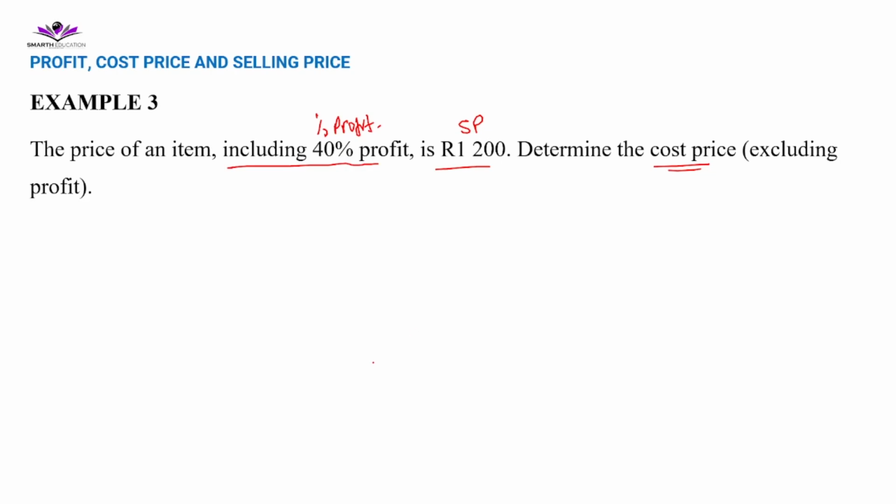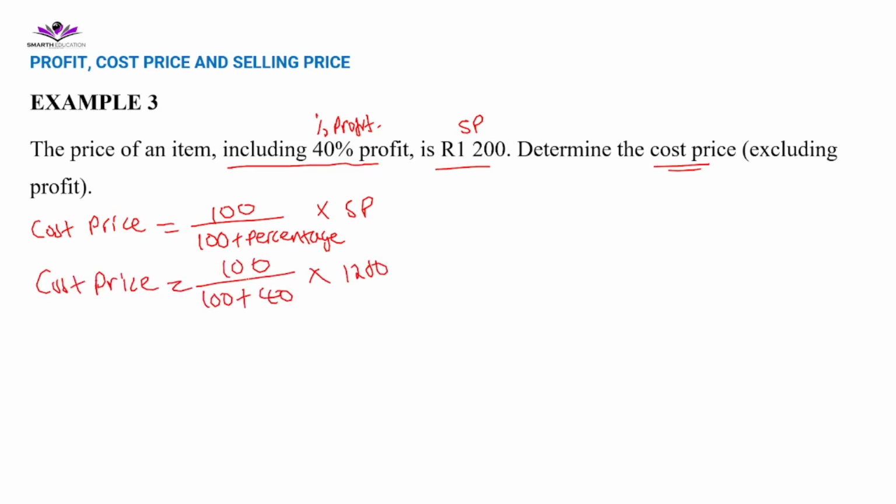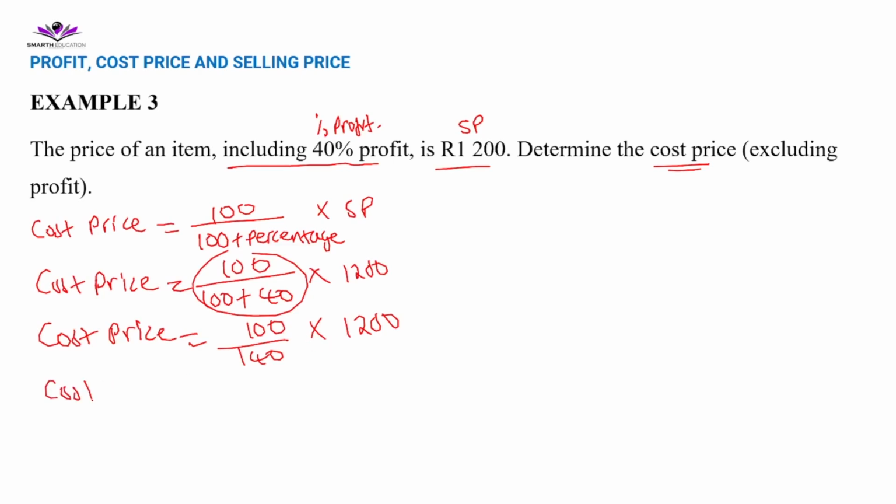Remember the formula that I gave you. I say that cost price is equal to 100 divided by 100 plus percentage times selling price. Remember that formula, and then just substitute what you have. We have substituted. If you want, you can start by simplifying this part, and then you can put this in the calculator. You'll get that the cost price is equal to 857 rand and 14 cents. That's what you're going to get.